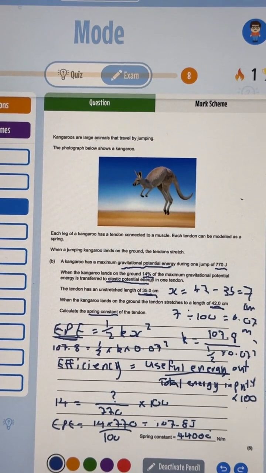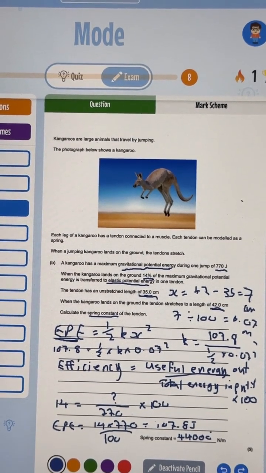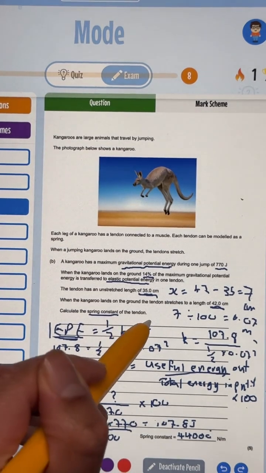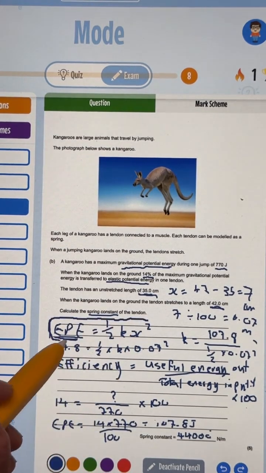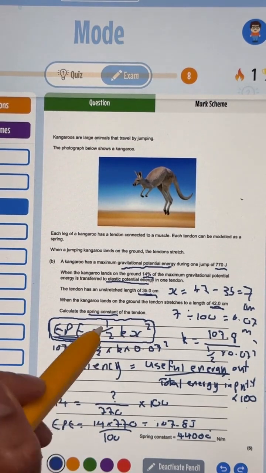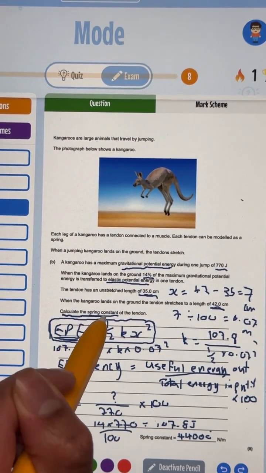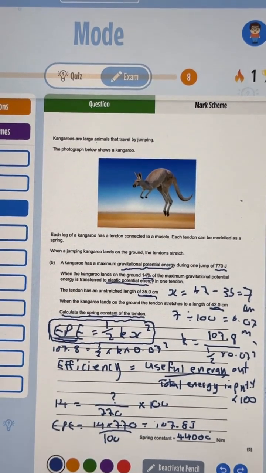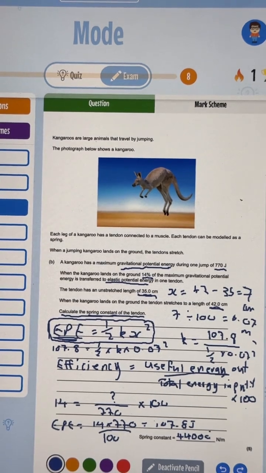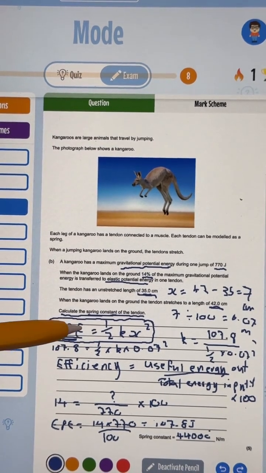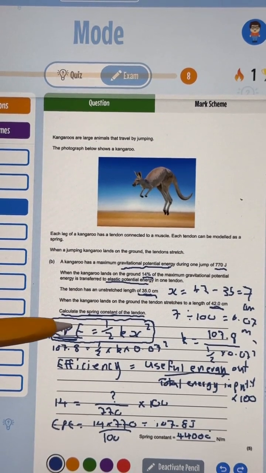Okay, I can see that you're lost, so I'll go back and show you this step by step. This is the equation for elastic potential energy. The reason I brought that up is because the question has asked me to calculate the spring constant. To find the spring constant, the only equation we know that does that is this one, half k e squared, as you mentioned.